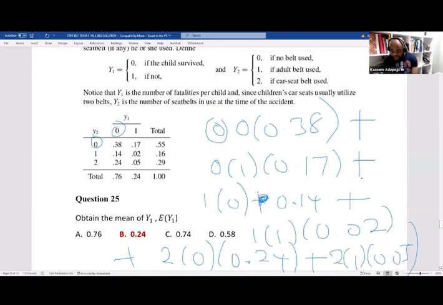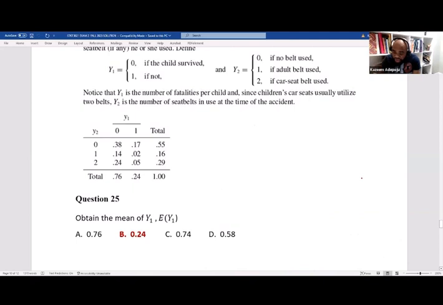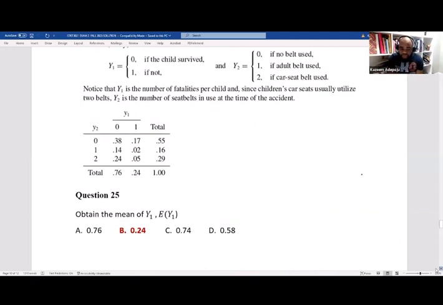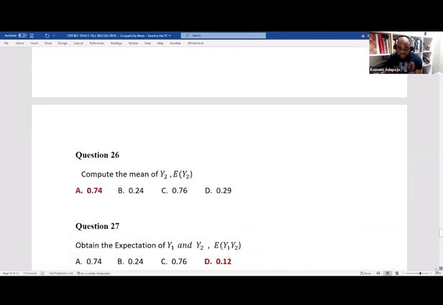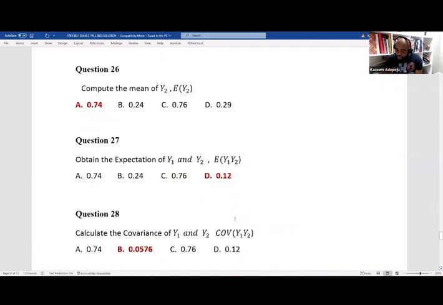And the moment you get the expectation of the product, if you do that very well, it's actually going to give you 0.12. Now, if I get the expectation of the product, how will I get the covariance? Let me tell you this.